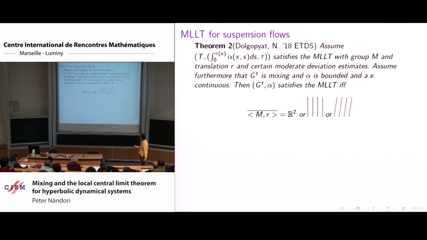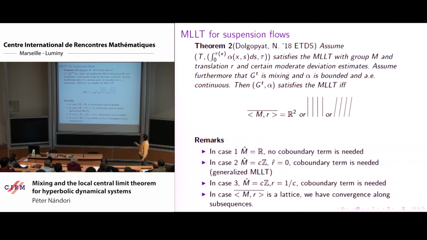That's not fine. Okay. So remarks: case 1 is the nicest case. You don't need coboundary terms, and M hat is equal to 1. In case 2, a little bit less nice a case, M hat is, of course, a lattice. R hat is still 0, but you do need coboundary terms. Okay, so for simplicity, for the sake of this lecture, I assume that this pair satisfies the MLLT, the regular MLLT, no coboundary terms. Even though I assume that, I still need coboundary terms for the flow. Okay, that's how it is.